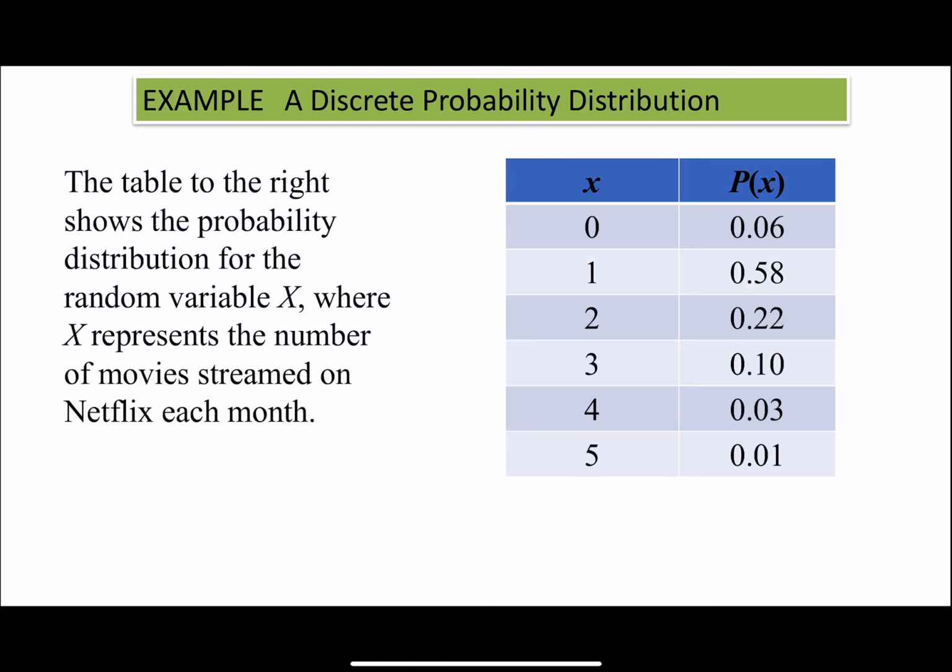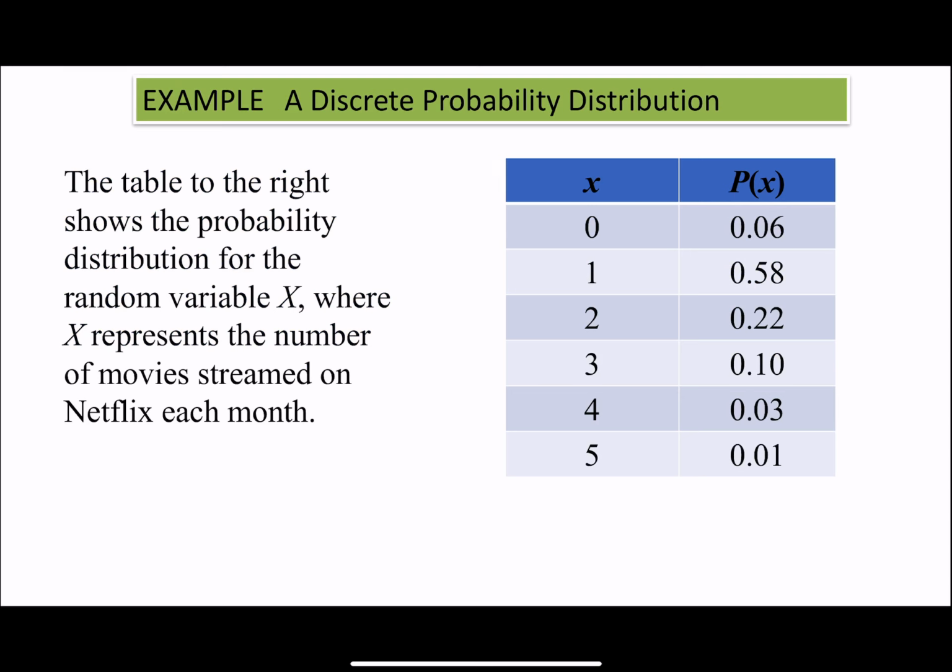So let me show you right here. This is a discrete probability distribution. It records the number of movies streamed on Netflix each month. So take a look over here. I don't know how many people were polled, I don't know any of that stuff, but it says that 0.58, or 58%, is the probability that a person randomly chosen has streamed one movie during the month.